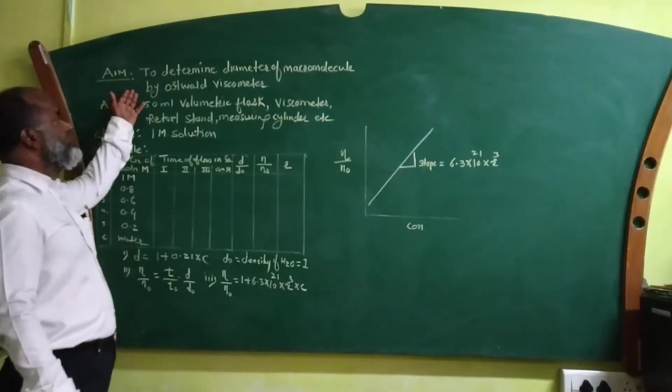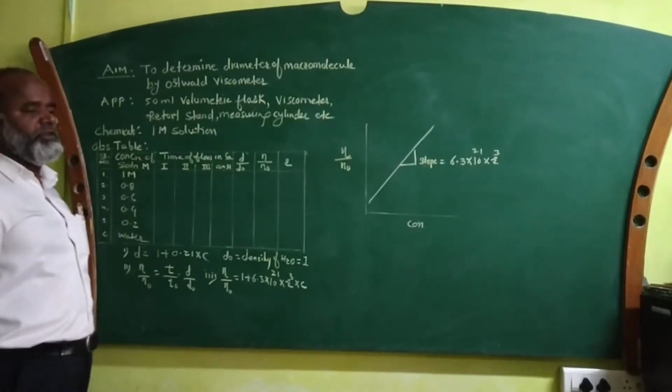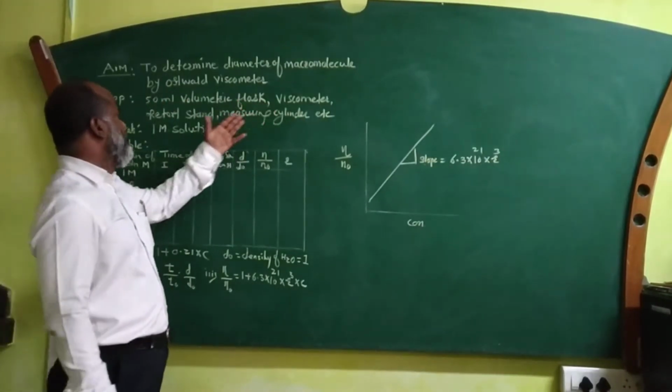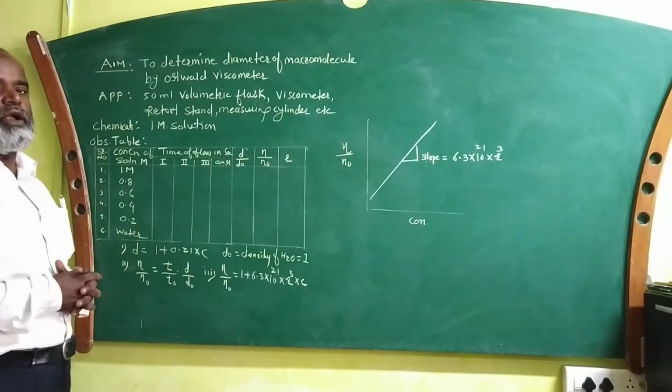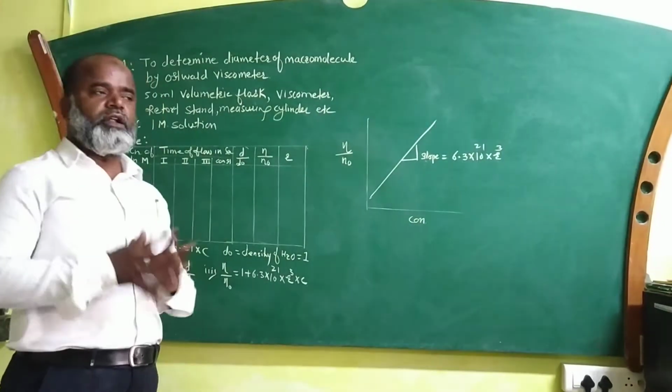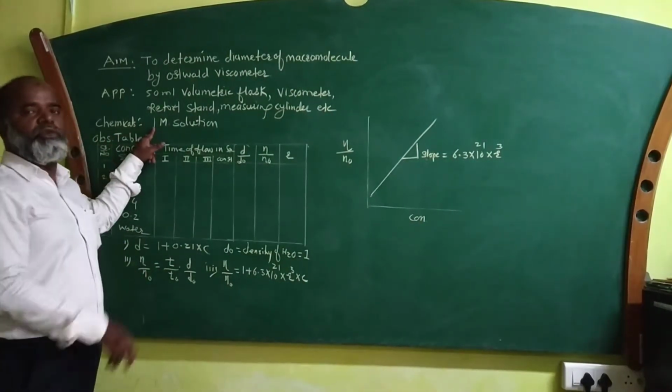The things required to perform this experiment are a 50 ml volumetric flask, a viscometer, a retort stand, and a measuring cylinder. These are the things required to find out the diameter of a macromolecule. And you need one chemical whose diameter we are going to find out.